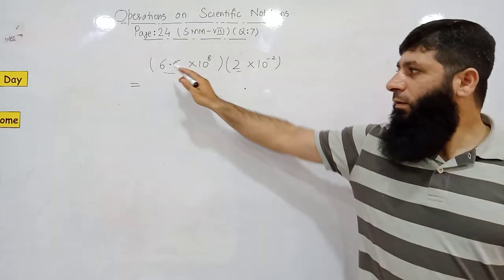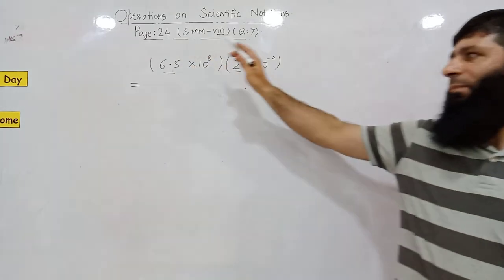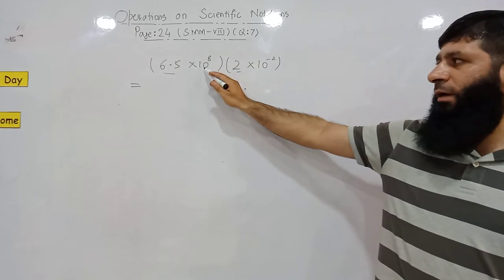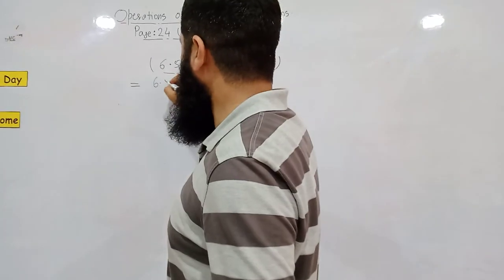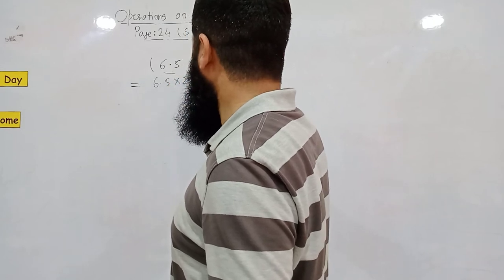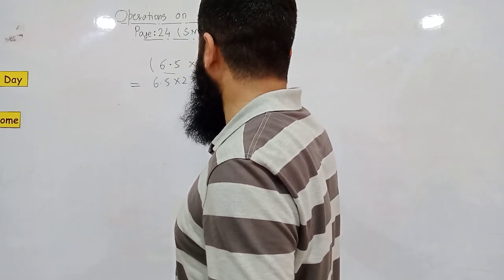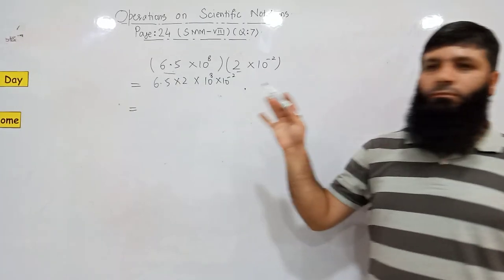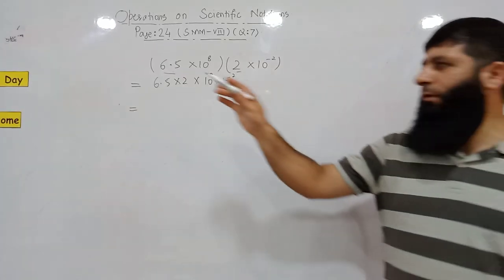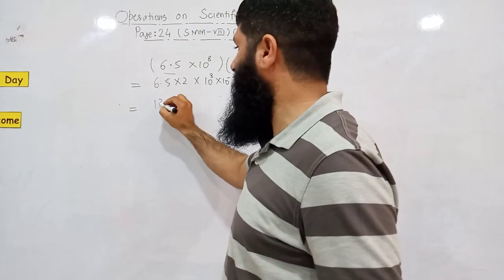Like, this number 6.5 will be multiplied with 2 and this number 10 raised to the power 8 will be multiplied with 10 raised to the power minus 2. You know, if you multiply 6.5 with 2, this will become 13.